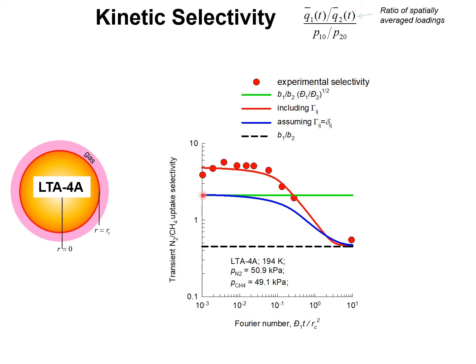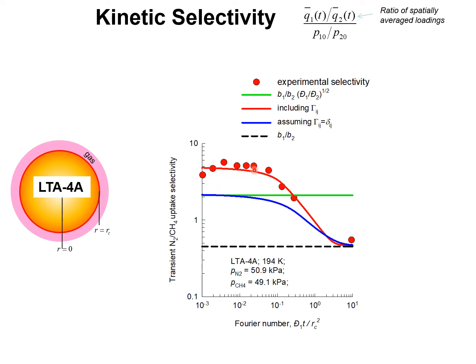For comparison, the green line shows the kinetic selectivity that is calculated using a formula that is often used in the published literature as being the ratio of the Langmuir constants for components 1 and 2 multiplied by the square root of the ratio of the diffusivities for components 1 and 2. The experimental data for Habgood lie about a factor 2 above the value calculated from this formula.